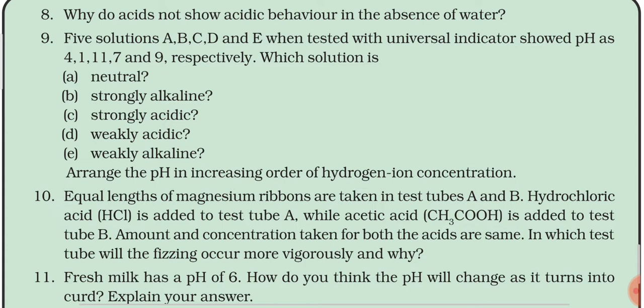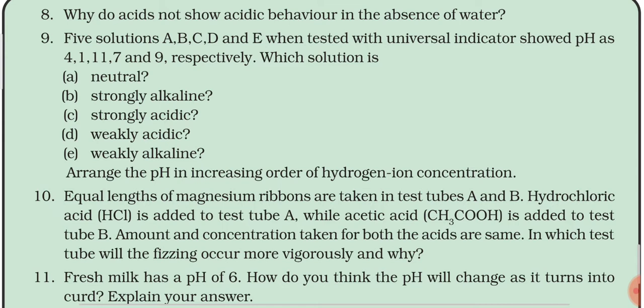For strongly alkaline, it is solution C because its pH value is 11. Strongly acidic is solution B because it has a pH value of 1. Weakly acidic is solution A having pH value 4, whereas weakly alkaline is solution E having pH value 9. Like this you will be easily able to answer. For any pH value you will be able to answer, you just need to understand the pH scale. Go through the figure, everything will be clear.